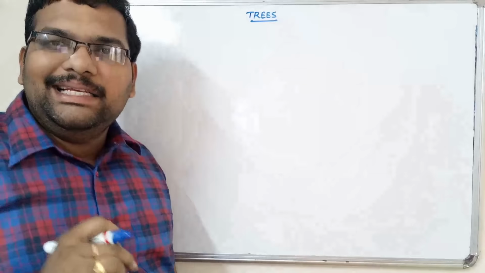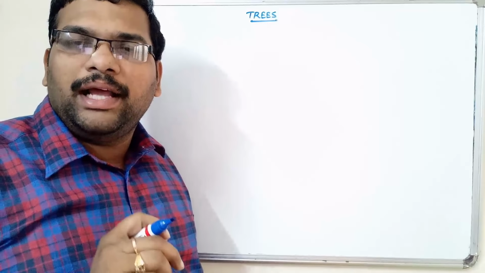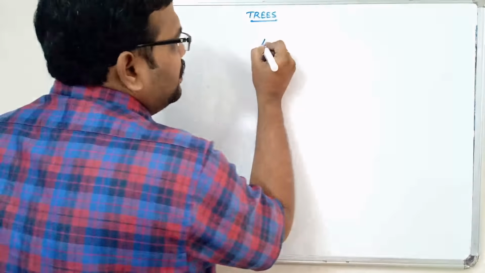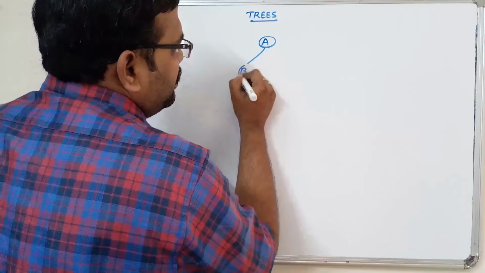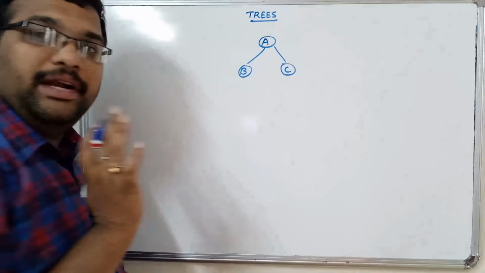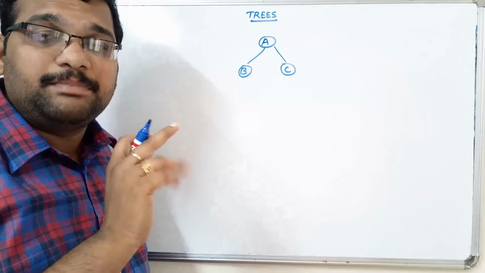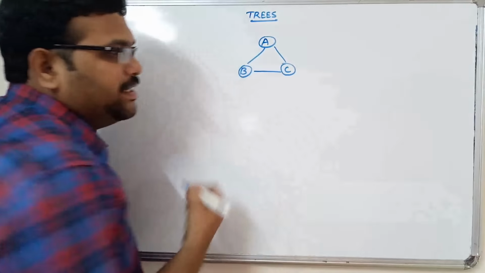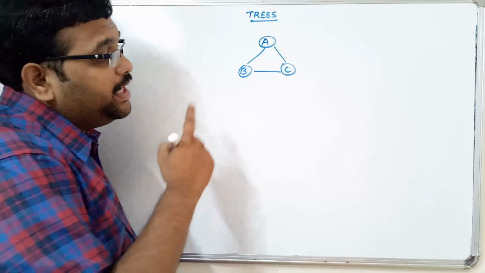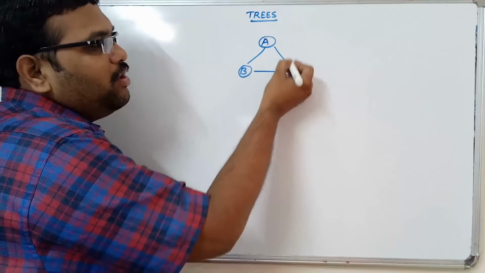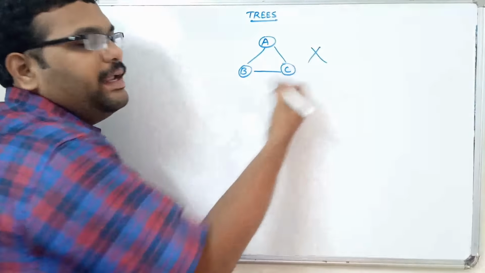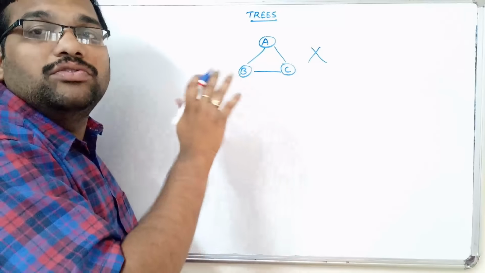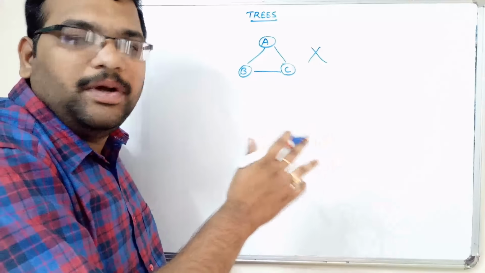So a tree is nothing but the data which is organized in hierarchical fashion without any closed region. For example, let us take a simple example. So this is called a tree, because it is having the elements but not a closed surface. If you have an edge between B and C, then this is having a closed surface. So this is not a tree. That's why organizing the elements without any closed region or closed loop, we will call it a tree.